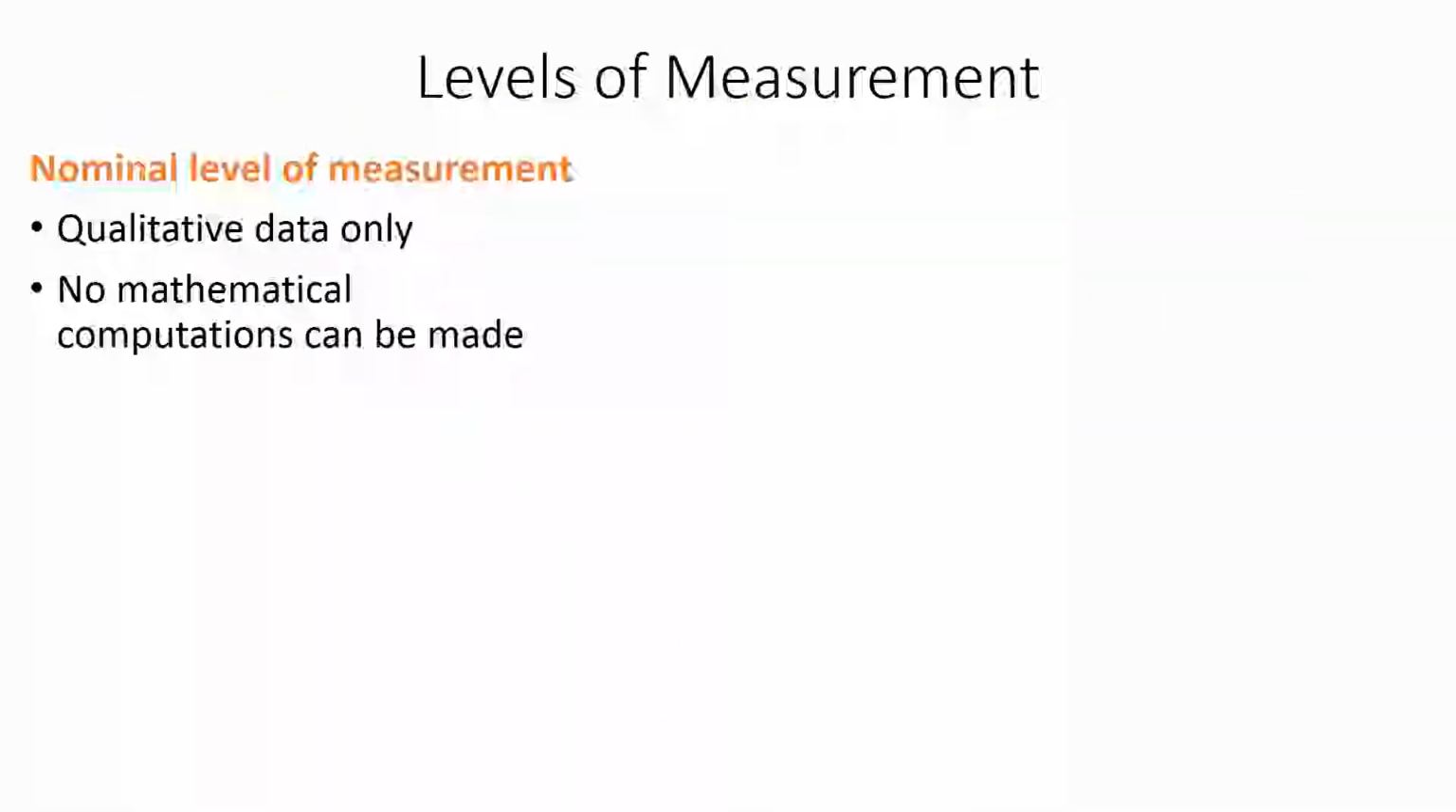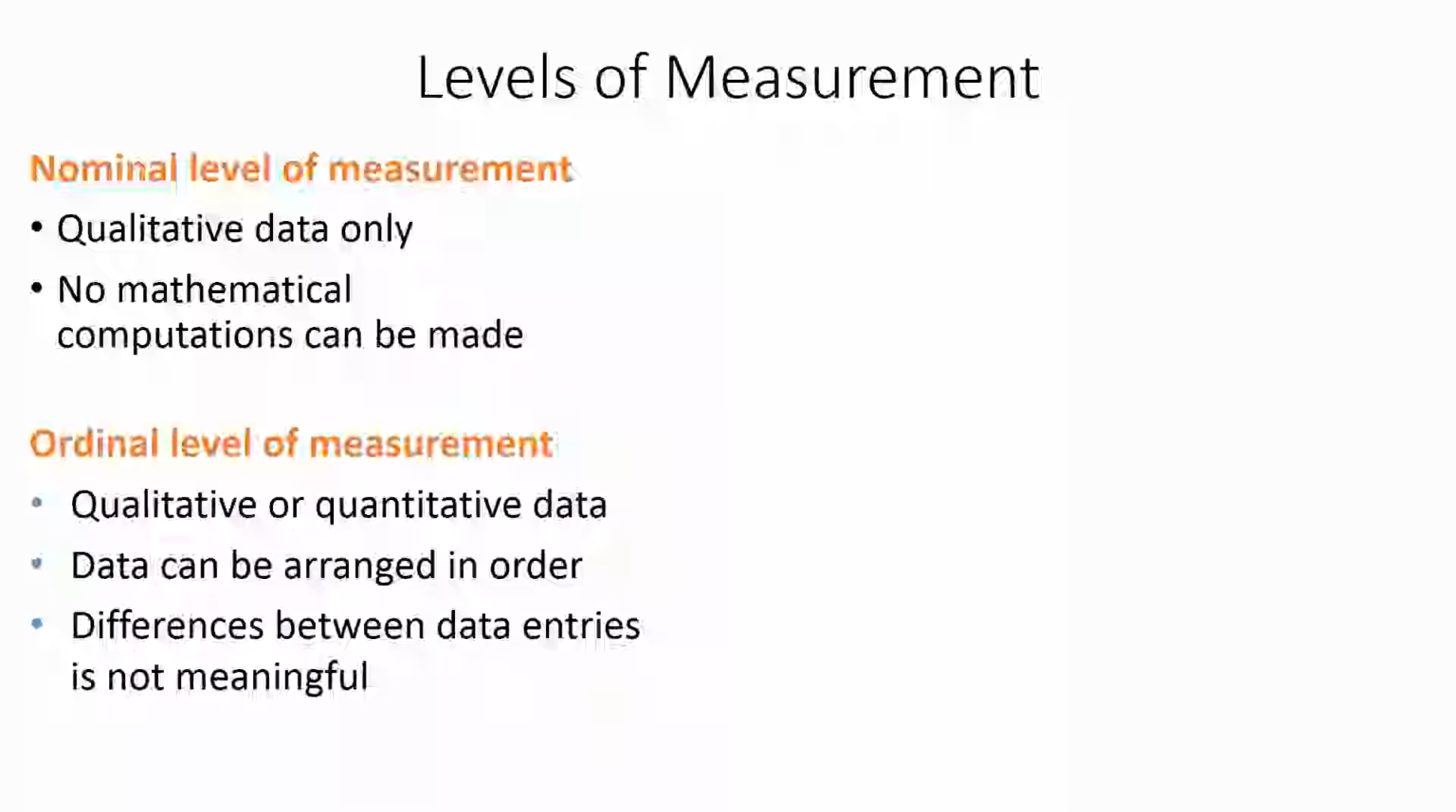There are 4 different levels of measurement, and each one allows you to do more with the numbers that fit in that category. So the lowest level is called nominal, and nominal is only qualitative. So that means it's only those qualities. It's like eye color and location. And with these, you can't do any mathematical computation.